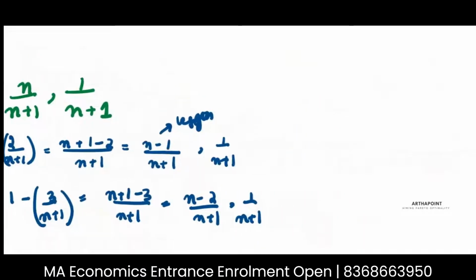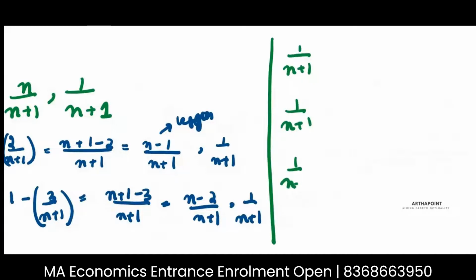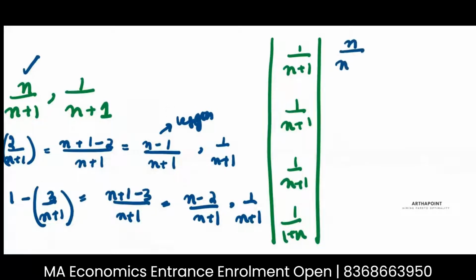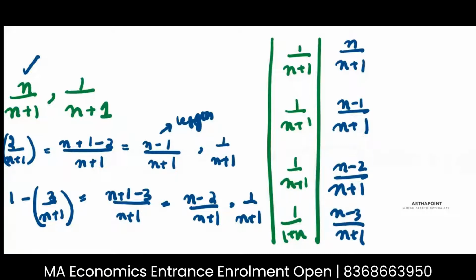So basically what will happen is that these rectangles that you would be formulating, the width of the rectangles would be the same. All of them will have a width of 1 upon 1 plus n. But the breadth, or the length, would keep changing. For the first one, the length would be n upon n plus 1. The second would be n minus 1 upon n plus 1. The third would be n minus 2 upon n plus 1. Next would be n minus 3 upon n plus 1, and so on.